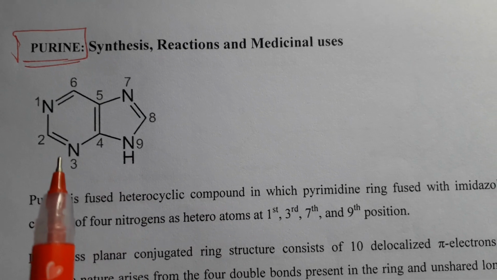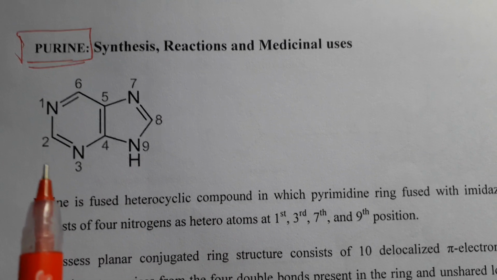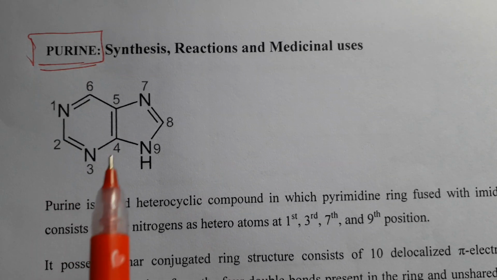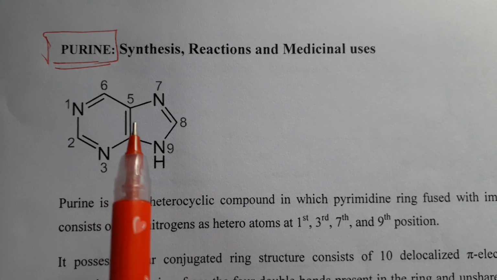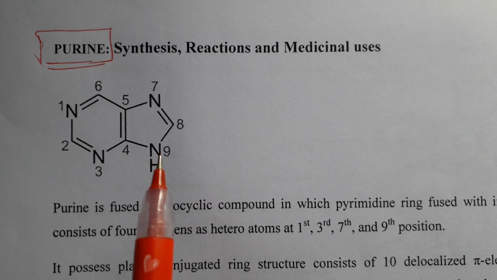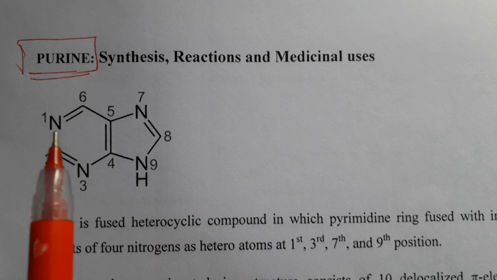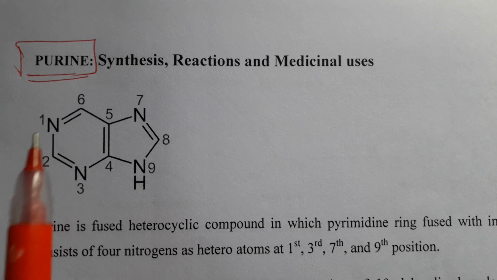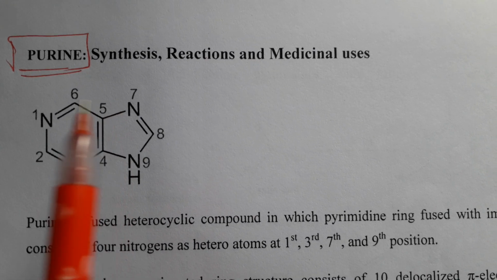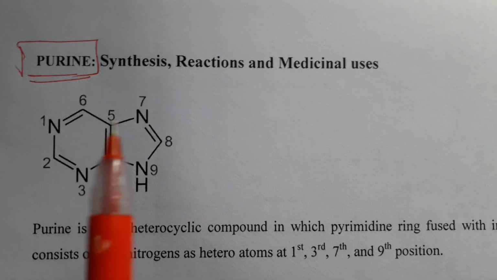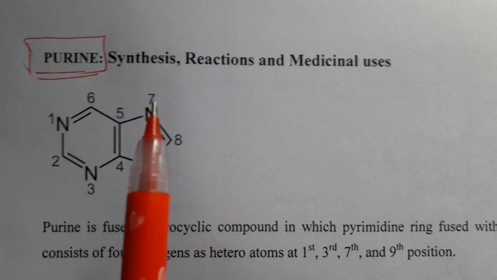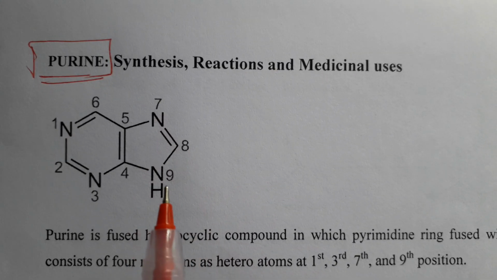And coming to the numbering system of this purine, first the numbering is given to the pyrimidine moiety, followed by the remaining atoms of the imidazole moiety. So based on that, this is the first position, second, third, fourth, fifth, sixth. Then the remaining atoms of the imidazole, that is this nitrogen, gets the seventh position, then eighth and ninth.